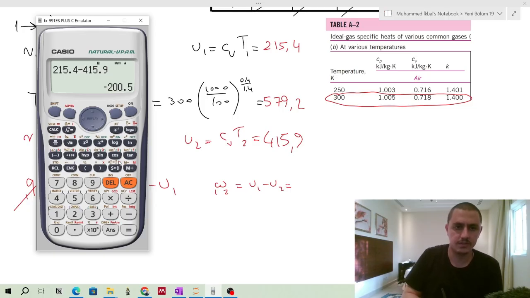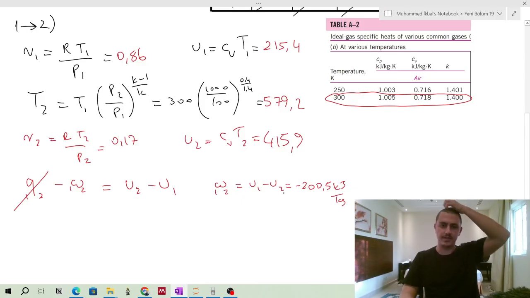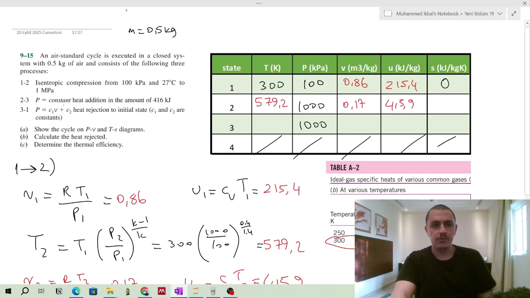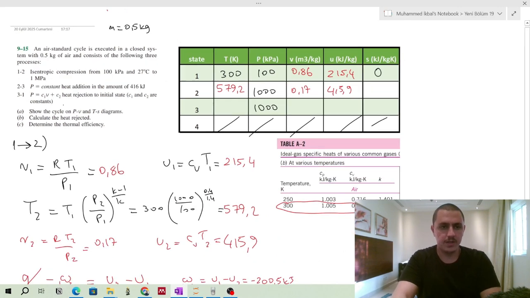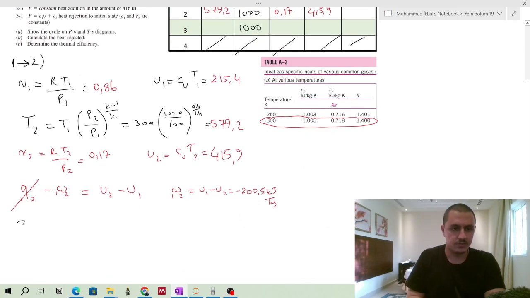Let's calculate this. That will give us a negative value, in kilojoule per kilogram. For now, let's keep it like this. Then if we need something else, we will use it. From 2 to 3, you have constant pressure heat addition, and you know the amount of heat. Okay, 2 to 3.